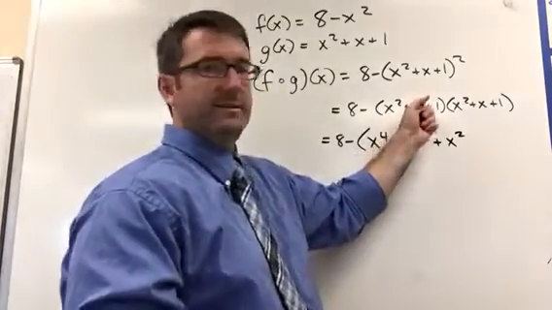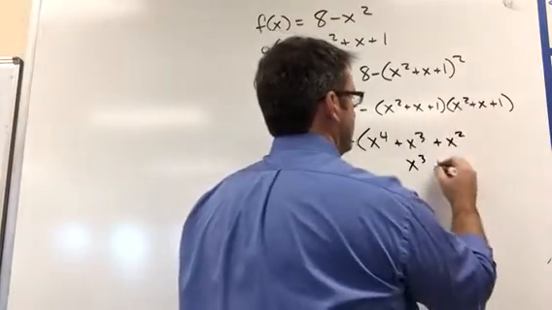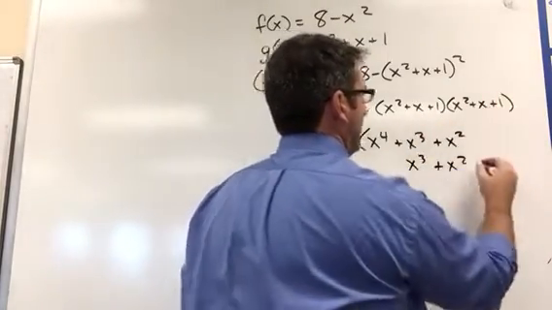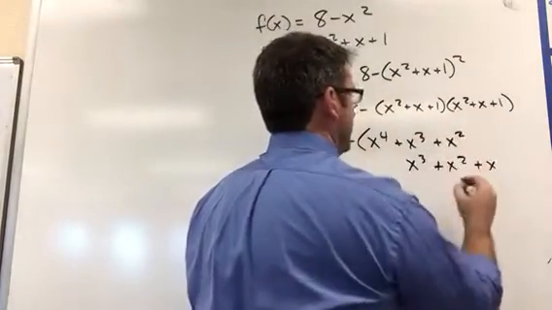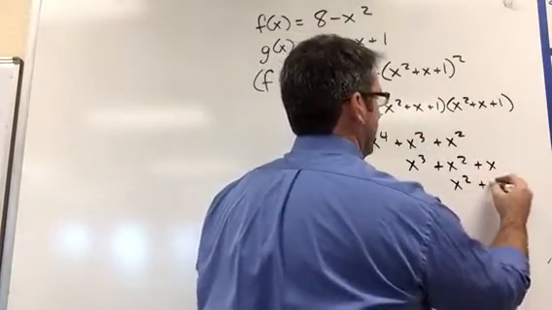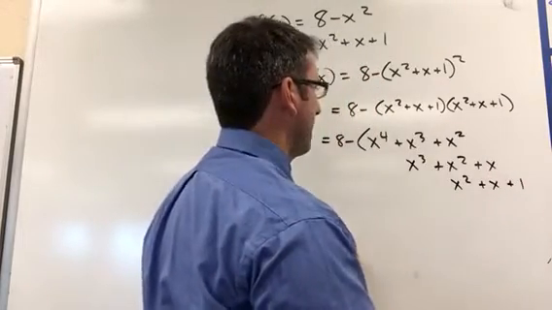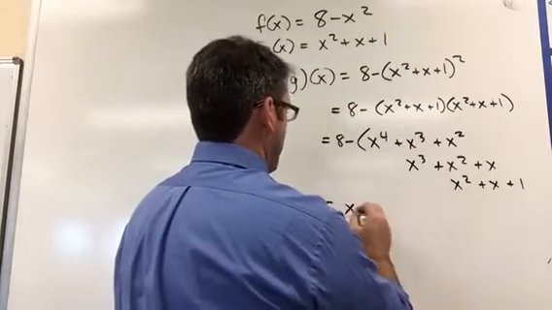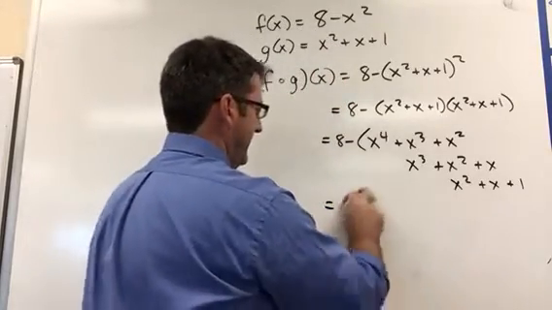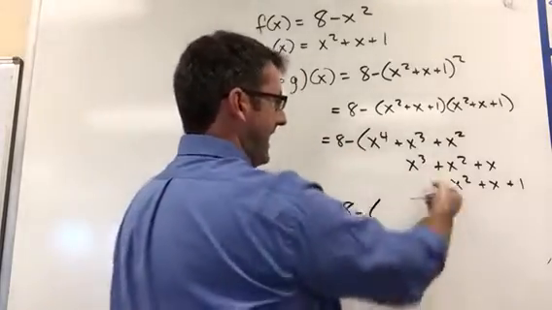And then let's do x times x squared, that's x cubed. X times x is x squared. X times 1 is x. And then 1 times x squared is x squared. 1 times x is x. 1 times 1 is 1. And we need 8 minus all of this. So let's add them all together.